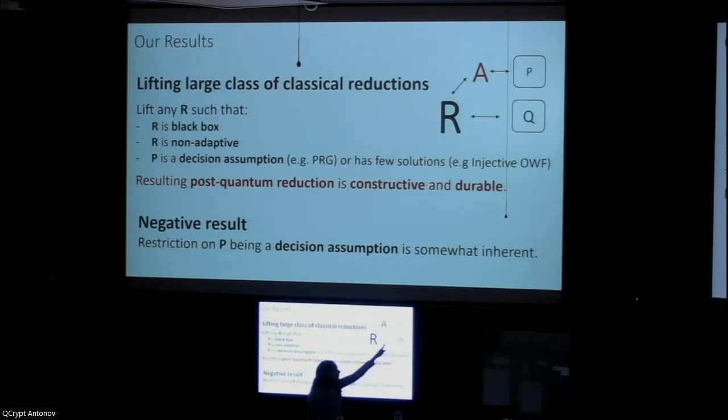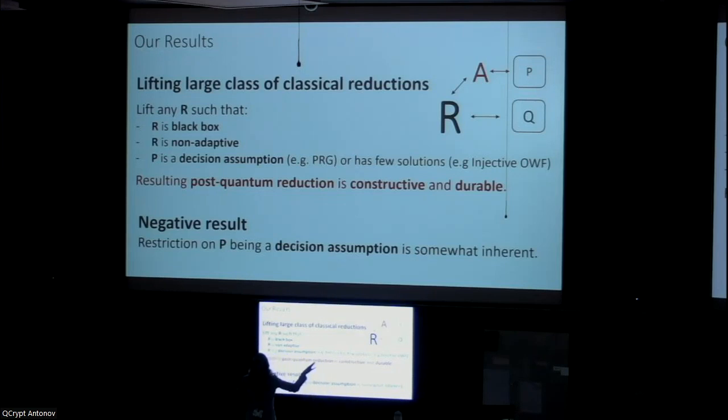Okay, so let me just mention, we assume that R is non-adaptive. Why do we need to assume that R is non-adaptive? I actually don't know. My guess is that the only reason we assume that R is non-adaptive is because we, the authors, are computationally bounded. I don't think this is an inherent assumption. Actually, I would be very happy if one of you removes this assumption. We also restrict P, the primitive, to be a decision assumption, or it just has to have a few good solutions, like polynomially many good solutions at most.